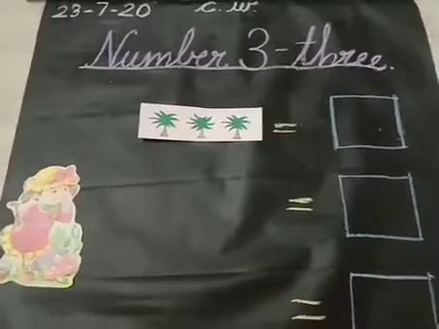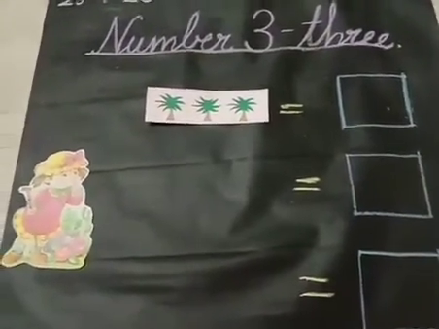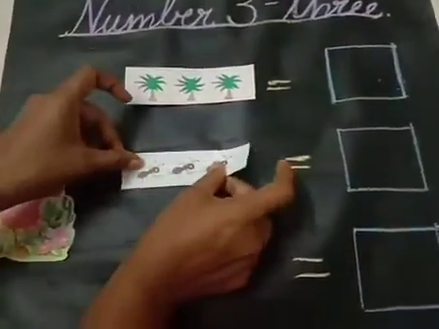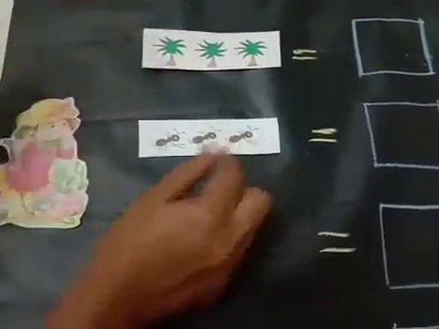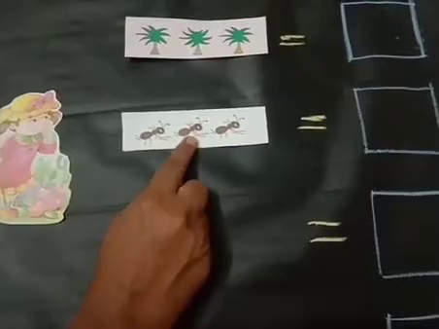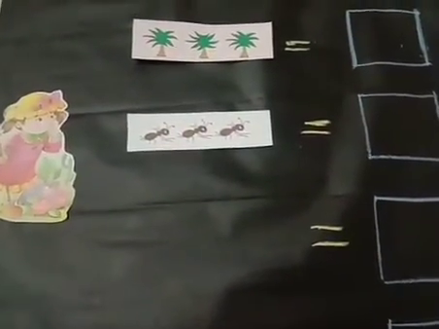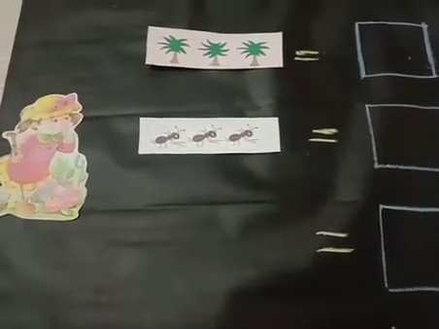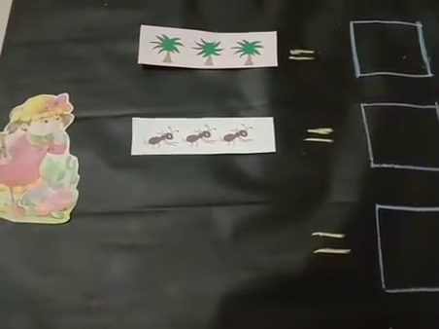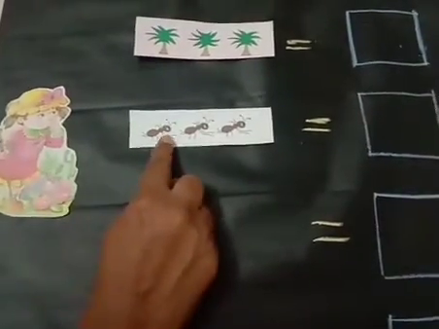When she was looking for the chicks, she saw few ants. So she started counting them. Let us help Tia to count these ants. 1, 2, 3. And these ants were going inside the anthill. Children, anthill is the house of ants. So Tia saw 3 ants.